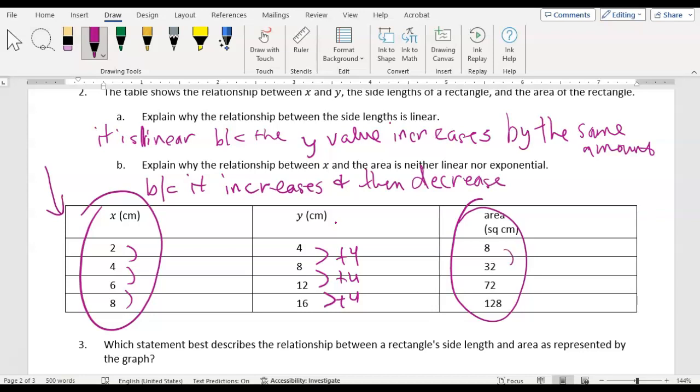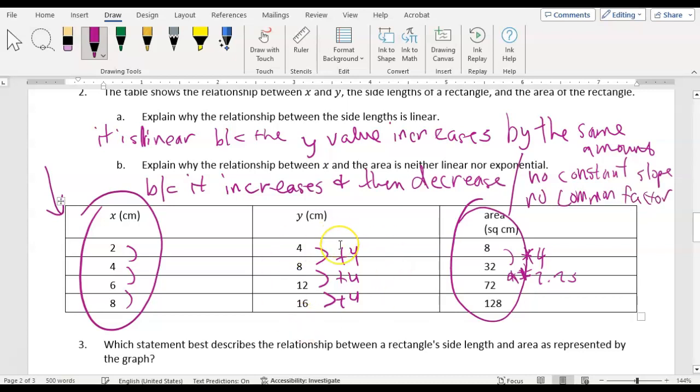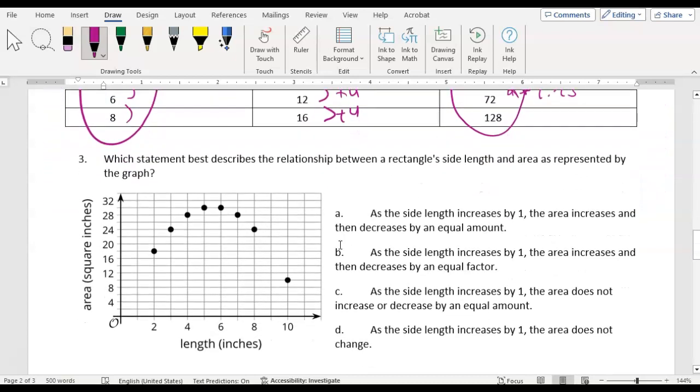each time. So when we go from 8 to 32, we are multiplying by 4. But when we go from 32 to 72, we're not multiplying by the same number, right? So you can also say something about that. 72 divided by 32 gives us 2.25. So here we're multiplying by 2.25. So we can also say no constant slope for linear and no common factor, right? We're not multiplying by the same number each time, and that would designate an exponential relationship.